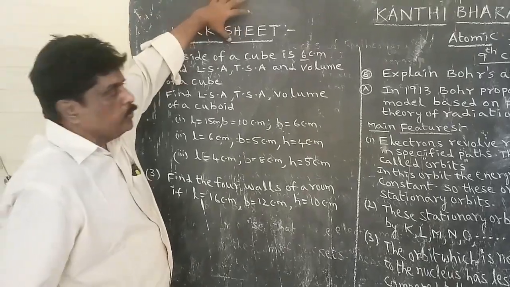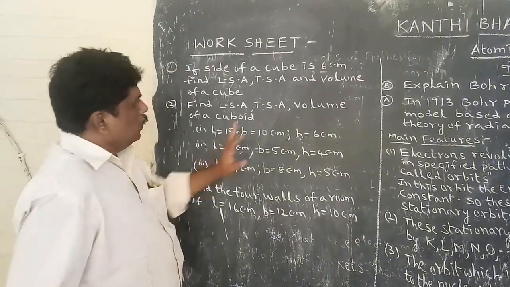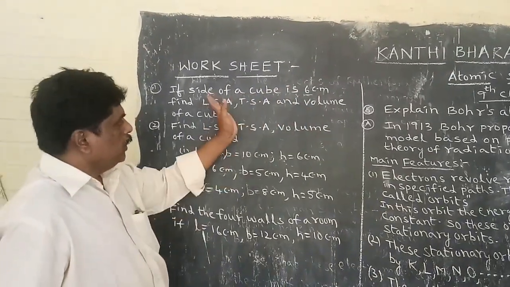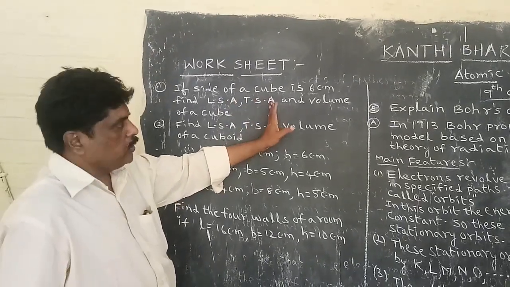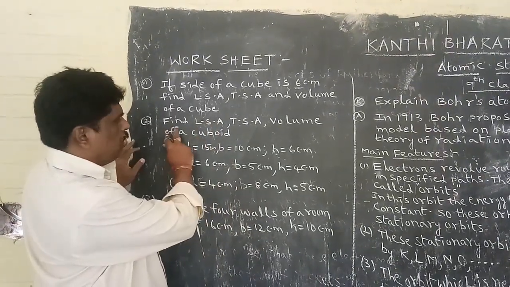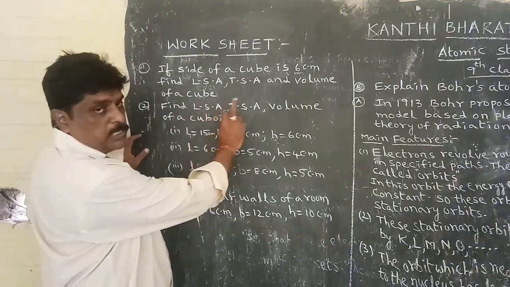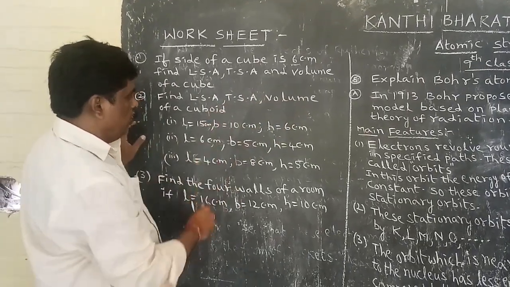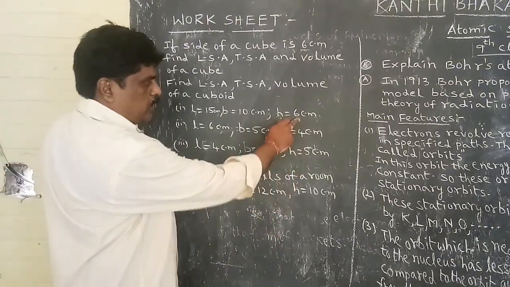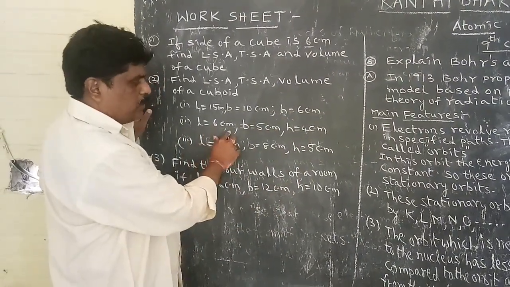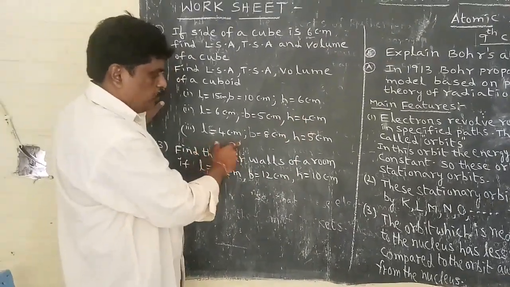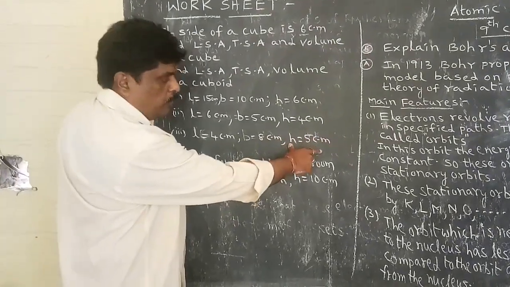I have given a worksheet for you. Here I have given 3 sums for you. Here the first sum is the side of a cube is 6 centimeters, find lateral surface area, total surface area, and volume of a cube. And I have given another sum for you. Find lateral surface area, total surface area, and volume of a cuboid if length is equal to 15 centimeters, breadth is equal to 10 centimeters, and height is equal to 6 centimeters. And the second sum is length 6 centimeters, breadth 5 centimeters, and height is 4 centimeters. And the third sum is L 4 centimeters, breadth 8 centimeters, and height is 5 centimeters.